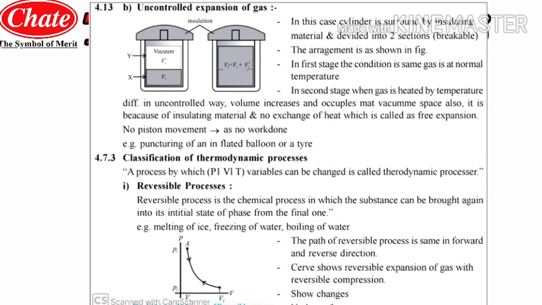This is the part of the lecture we have learned in this lecture: the uncontrolled expansion of gas, as the cylinder has been provided with insulation, and next, the reversible process. Students, the next part of this chapter we will learn in the next video, but before that I will request you to revise some previous part so you will understand in a better way.